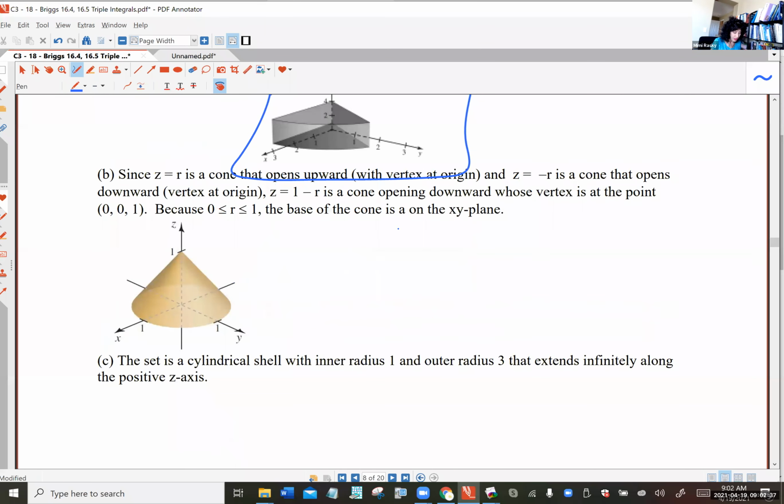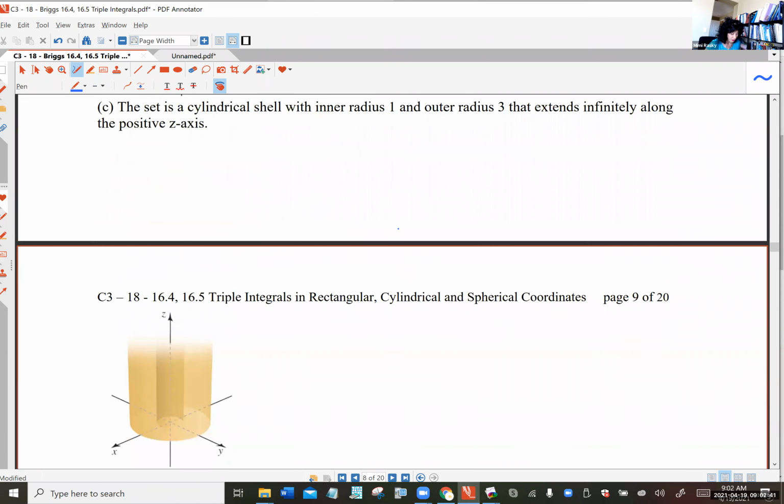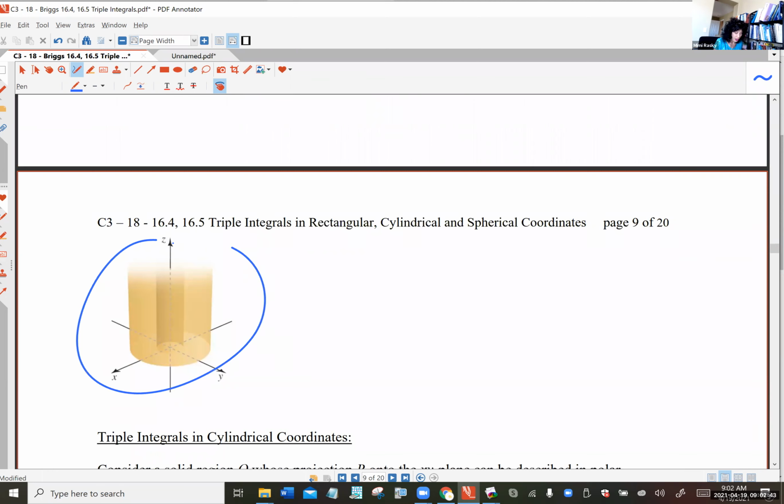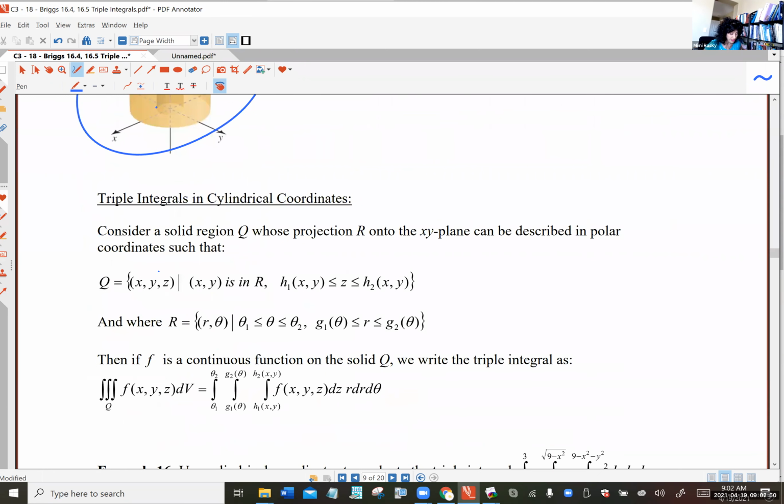A cone is a pretty good choice for converting to cylindrical. And of course, a can that has a hollow center is a really good choice for cylindrical coordinates. All right, so now let's do some triple integrals in cylindrical.